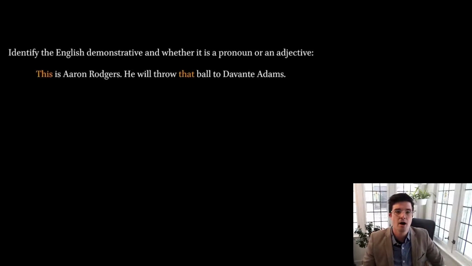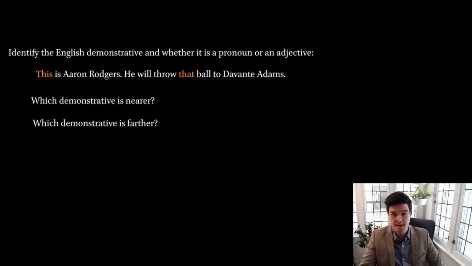So here are our demonstratives. This is Aaron Rodgers. He will throw that ball to Davante Adams. So in the case of the first one, we have a pronoun. It is being used as a noun in the sentence. This is. So the subject of the verb is, with Aaron Rodgers as what is called the predicate. And then that ball is a demonstrative adjective. It's telling us more information about which ball.